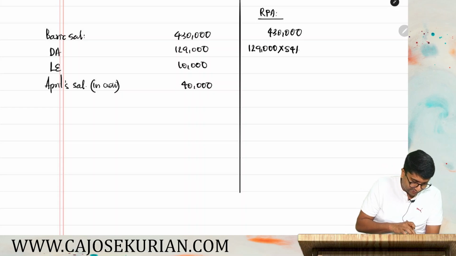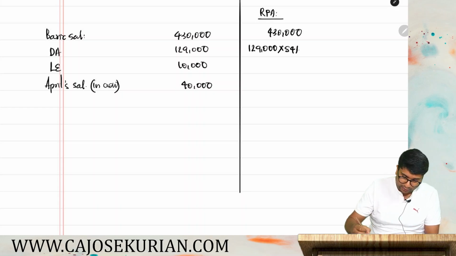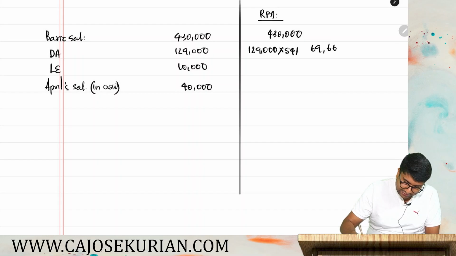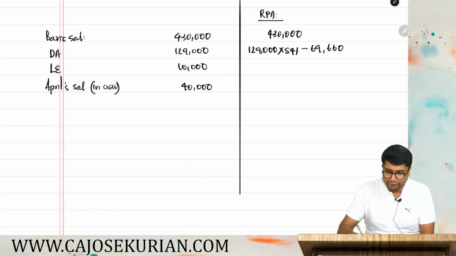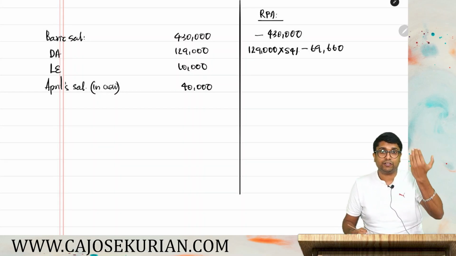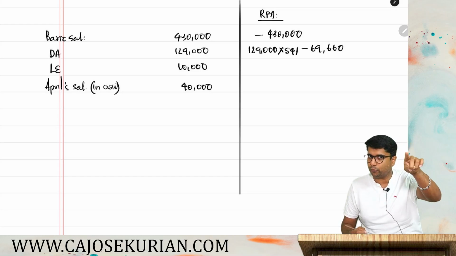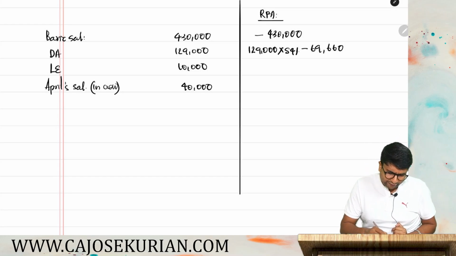That's what the question says. So 129,123 into 54%, that will be 69,660, will form part of the retirement benefit, and that DA will form part of the definition of salary for the purpose of rent-free accommodation. Hope you remember the theory. Now, leave encashment. Definitely you have to consider.